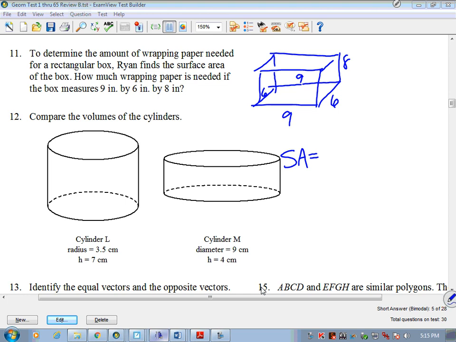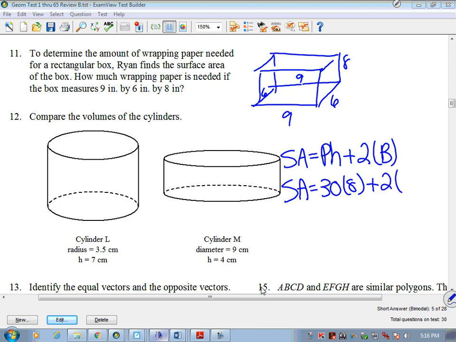We're looking for surface area, so I need a formula. Surface area is the area of all sides, so that's going to include the lateral area plus the two bases. Lateral area is perimeter times height, and to finish out surface area, I need 2 times the area of the base polygon. Perimeter is 9 plus 9 plus 6 plus 6, so 18 plus 12 is 30. 30 times my height of 8, plus 2 times the area of my base, which is 9 times 6, or 54. I can do it just like that.